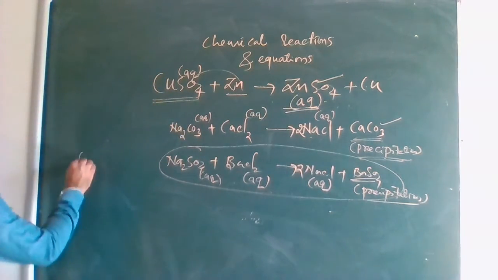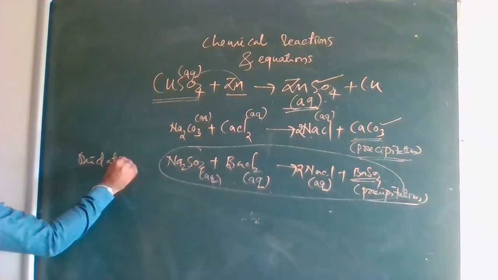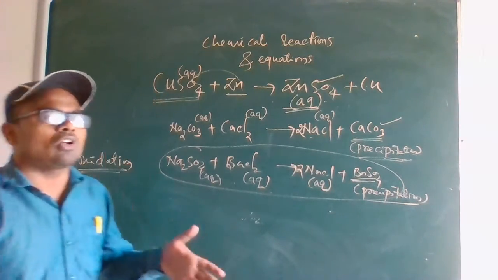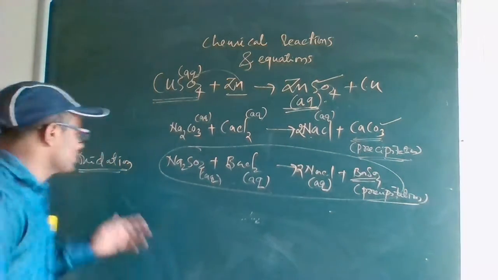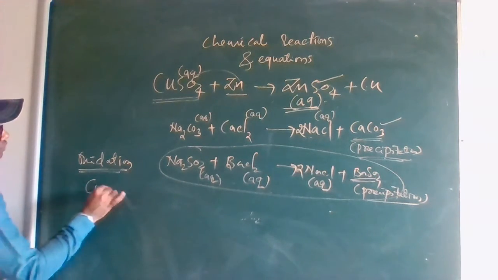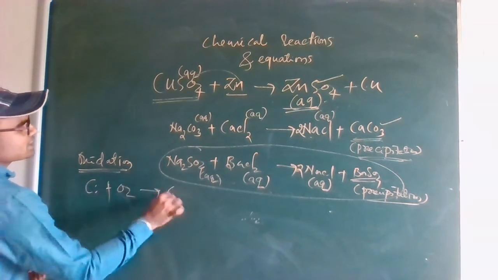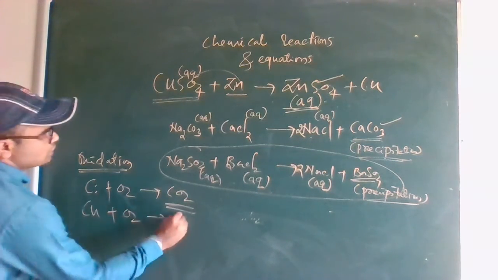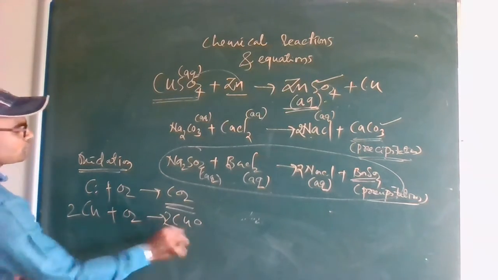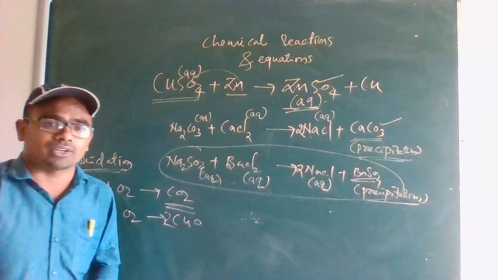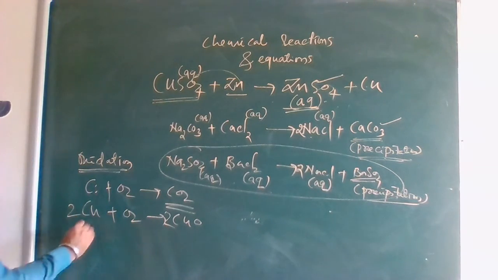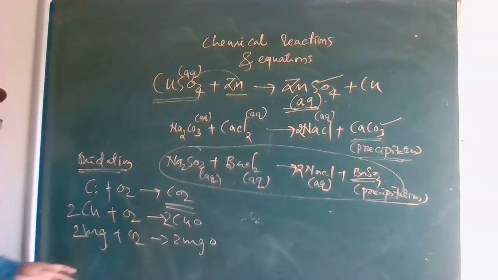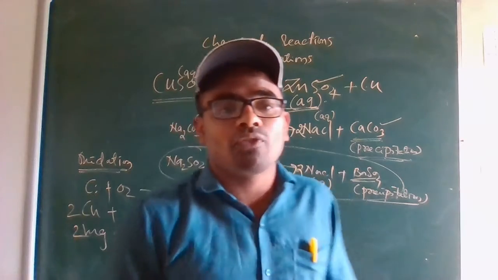So oxidation. Oxidation is what? Addition of oxygen to a substance is called oxidation. Removal of oxygen from a substance is called reduction. So for example, C plus O2 will form CO2. This is oxidation. Cu plus O2 forms CuO. So this is also oxidation. You can take Mg. Mg plus O2 forms 2MgO. Same thing here. So these are the examples of oxidation.